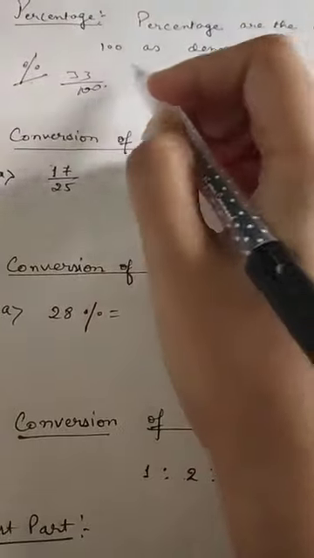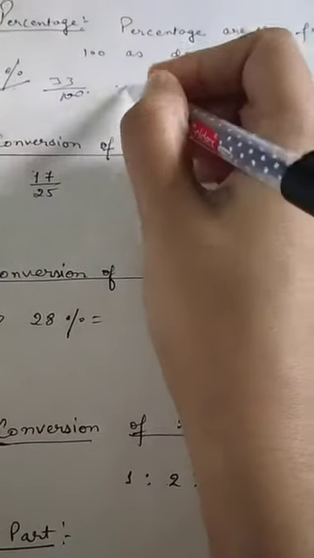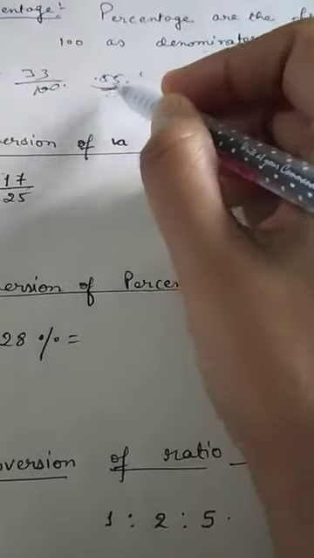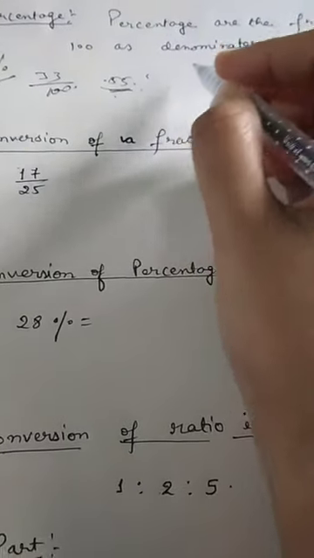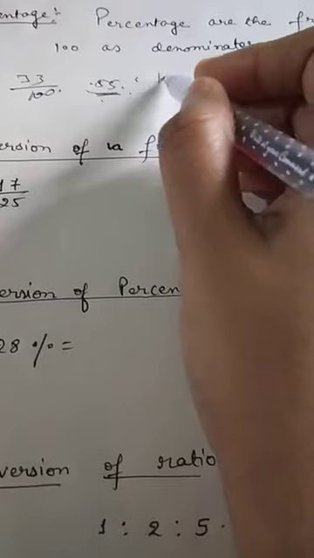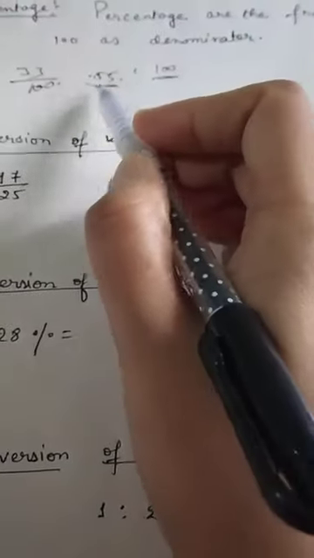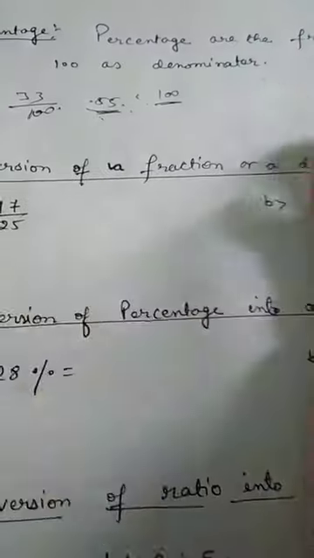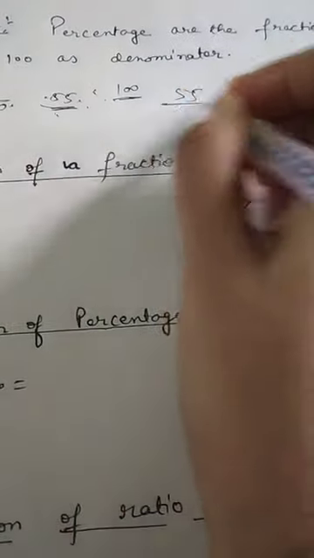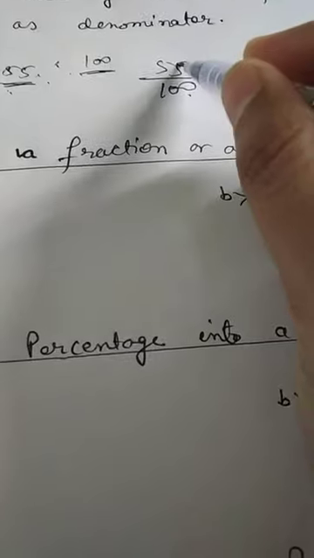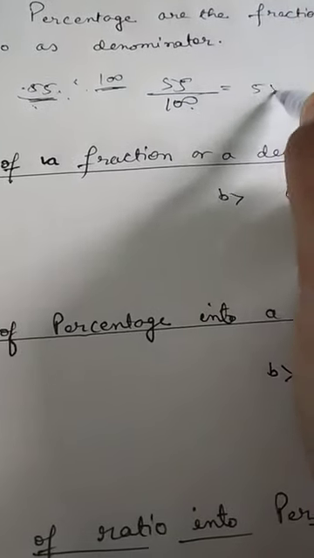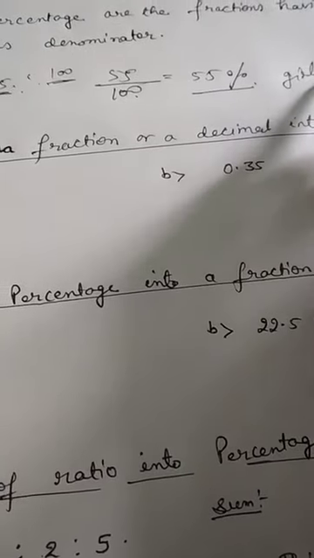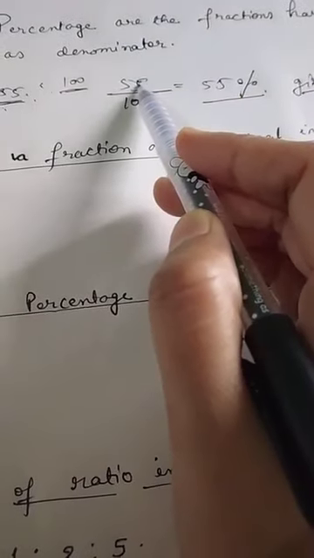Suppose in a classroom there are total 100 students, and out of 100, 55 students are girls. So how we can write it? And rest are boys. So 55 out of 100 are girls, means 55% students are girls. Okay, so what is percentage?